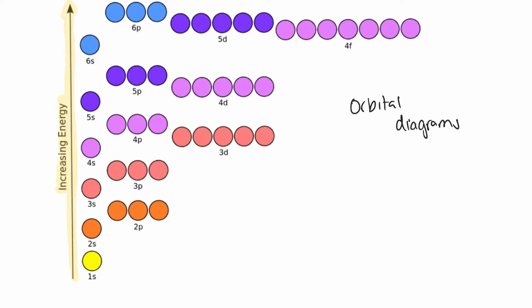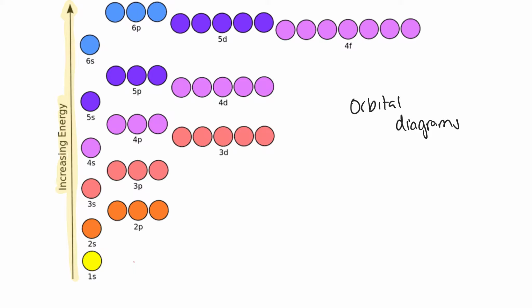An electron that resides in the 1s will use less energy than electrons that reside in the 2s. Electrons that reside in 2s will use less energy than electrons that reside in the 3s, and so on and so forth. So as you move up, the amount of energy that the electrons are using is increasing. Okay, so that's one thing.